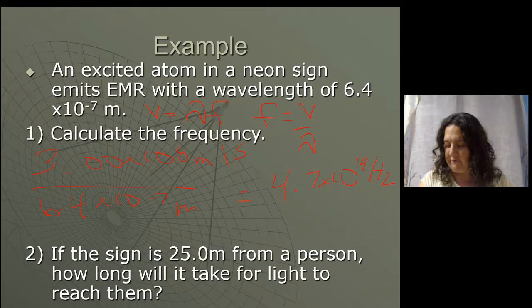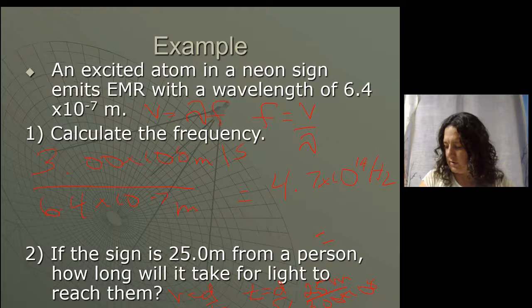Now, if the sign is 25 meters away from an individual, how long is it going to take for the light to reach them? Remembering back to our kinematics in Science 20, velocity is equal to distance over time, and therefore time is equal to distance divided by velocity. Our distance is 25 meters. Our speed is 3.00 times 10 to the 8th meters per second.